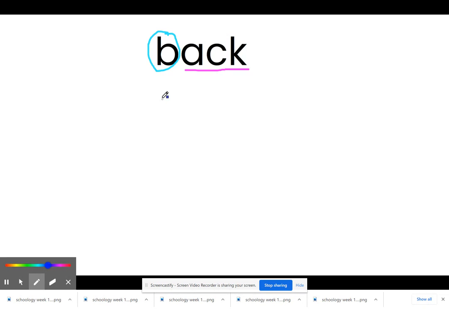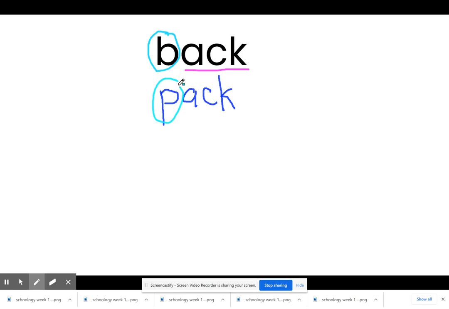Let's change it to a p. So go ahead and change the b to a p. Write that in your journal. And then we're keeping the ack. So you can go ahead and write your A-C-K. And see now if you can use the word back to help you read the new word that we wrote. Instead of b, we have p. And we still have ack. So we have back and pack.